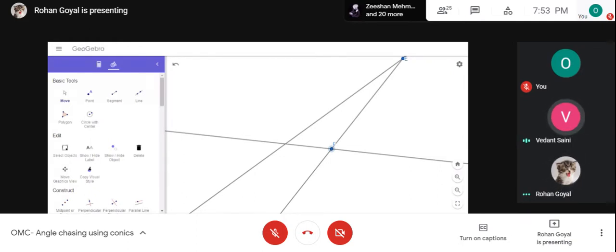Basically, we have to just vary the points on the lines, and we have to prove that there will be a parabola tangent to the line. That's pretty much it.